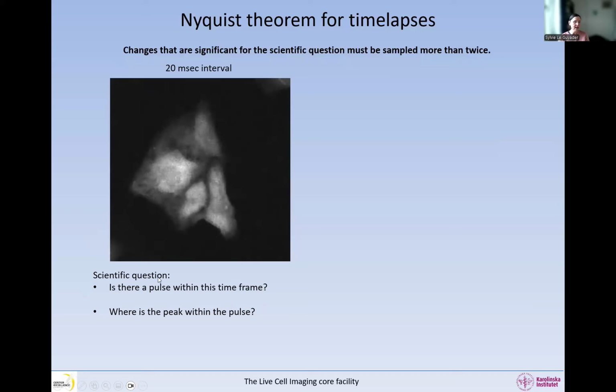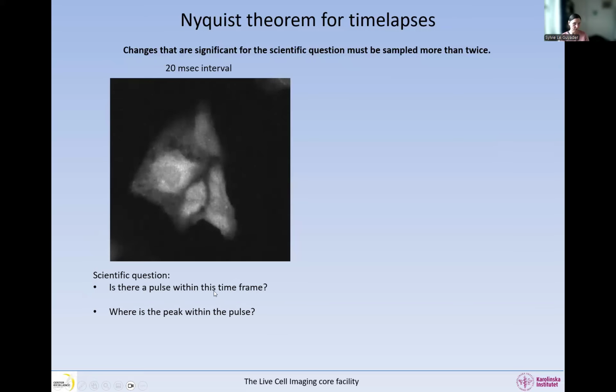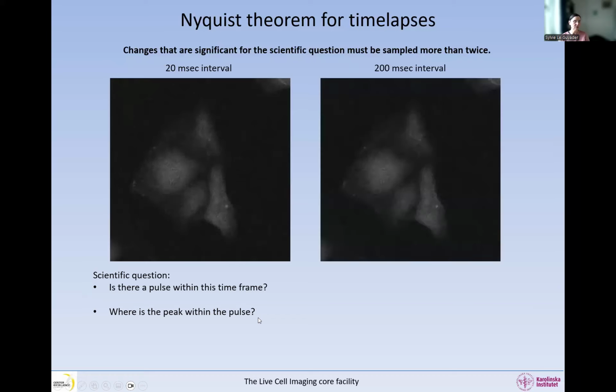And let's say I have 2 scientific questions. One of them is: is there a pulse within this time frame, within the time I'm recording the whole movie? Is there a pulse of calcium or not? And the second scientific question is, where is the peak of the pulse, right? Because it goes up slowly, and we can say here maybe is the peak, and then it goes down, right? So I have these 2 scientific questions.